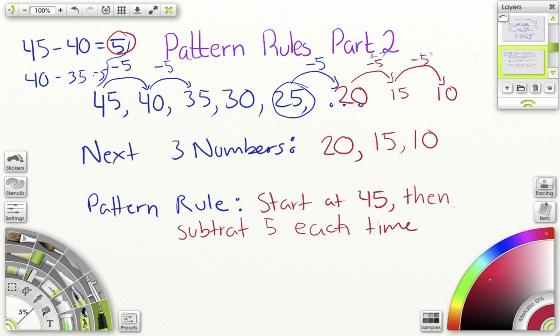So what number do you start at? Then how much does it change by? So do I add 5? Do I subtract 5? Do I add 10? Do I subtract 10? Then subtract 5 each time, because I'm doing it to each number in the pattern.